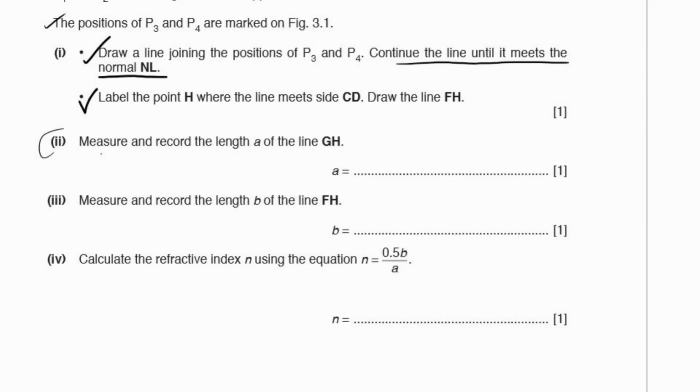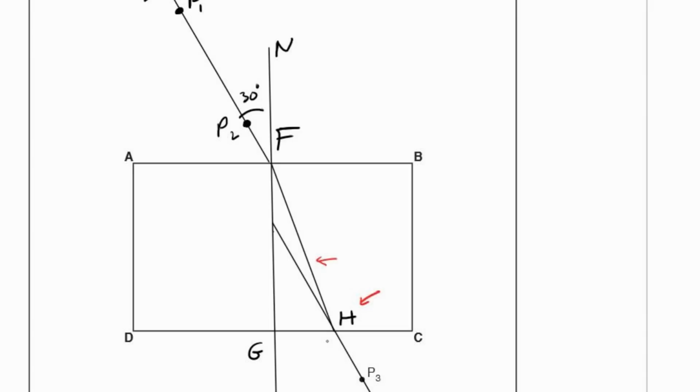Now, to measure and record the length A of the line GH. So I have to measure G to H. Okay, so you have to measure that line GH, that's between here and here. And when I did that on my diagram, I got 1.8 centimetres. You might not get 1.8, you might get 1.9, you might get 2.0. Should be about that level. If you get 5 centimetres, either you've printed it off on A3 paper or something's gone horribly wrong. Alright, so GH, I got 1.8 centimetres.